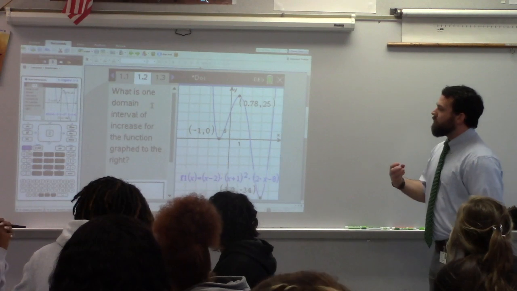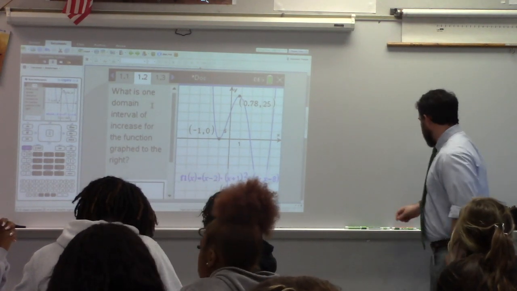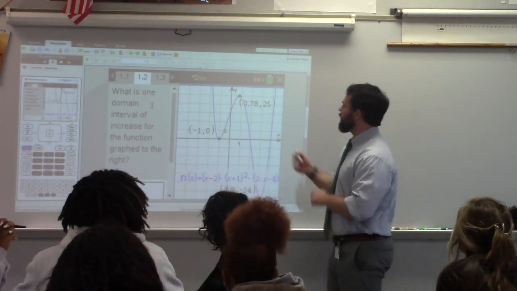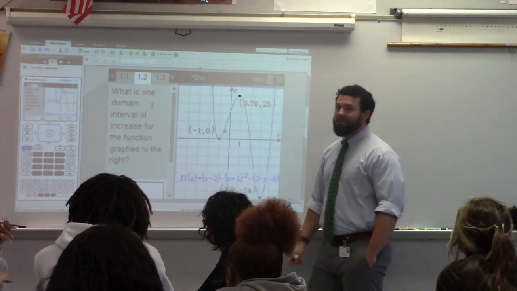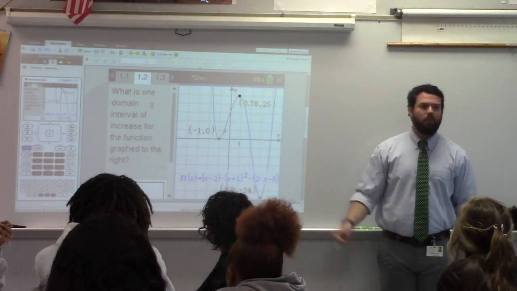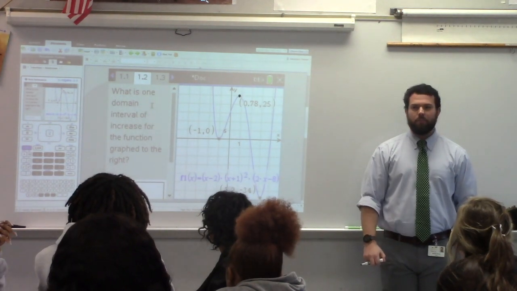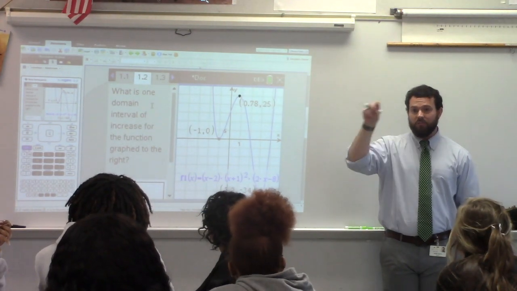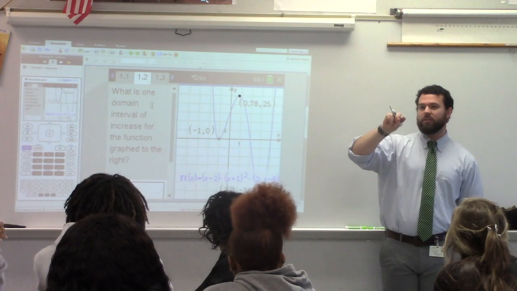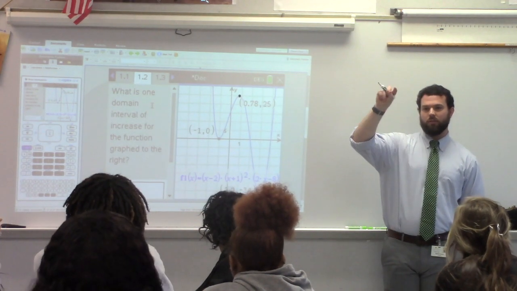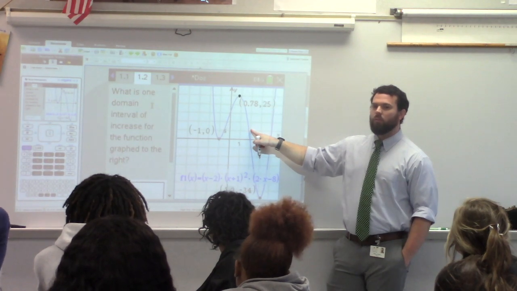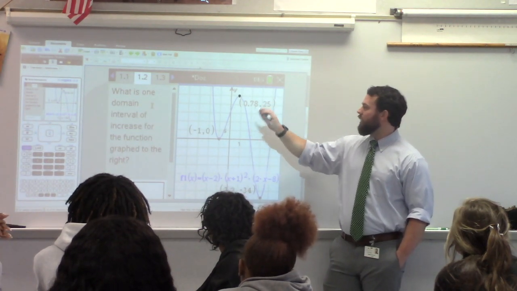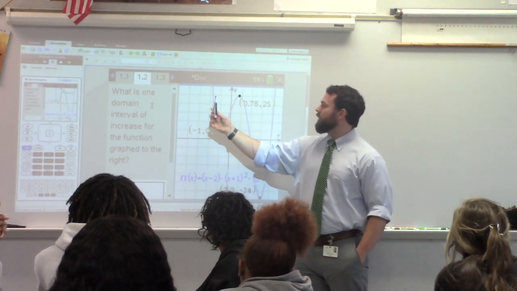When I am looking for a domain interval of increase, those of us who put 0.78, comma 25, is that an interval of values? No, what is that? That's a point. Now it's a relative maximum, so that's where the function stopped increasing and started to decrease, right? So tell me where I could highlight or use this marker to show an interval of increase.